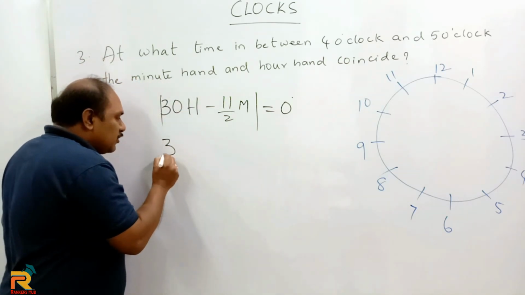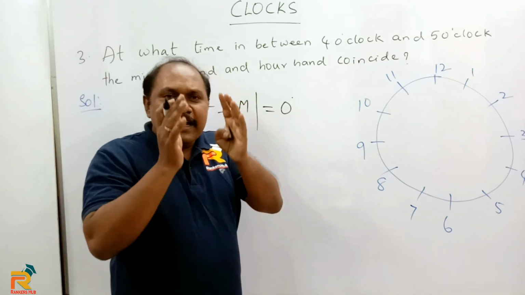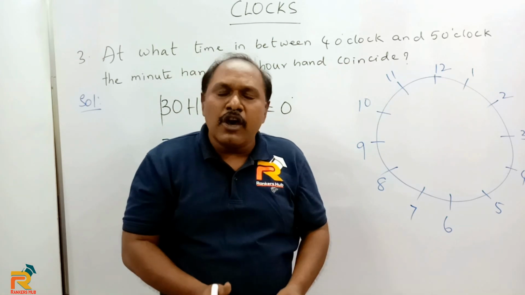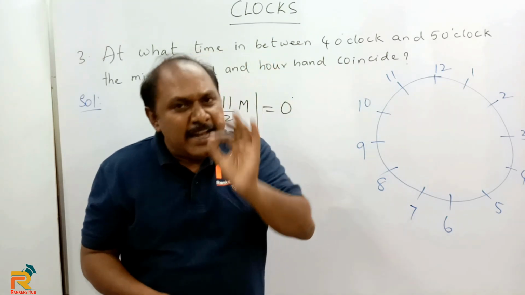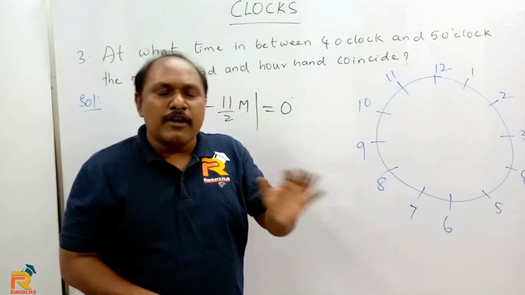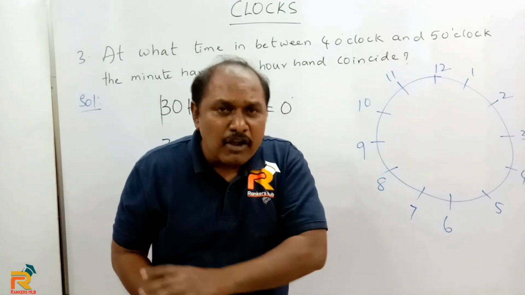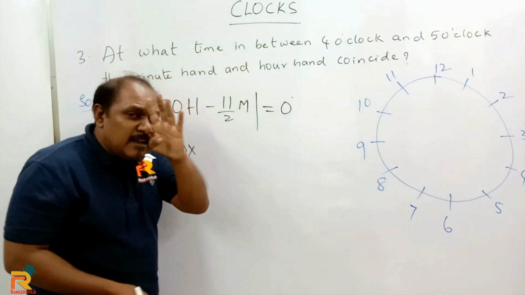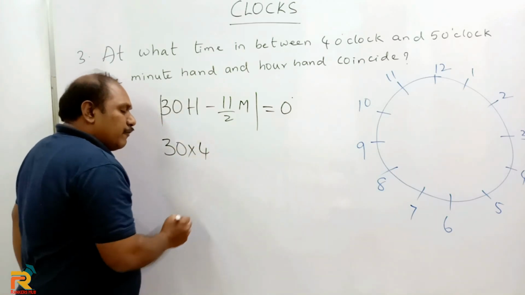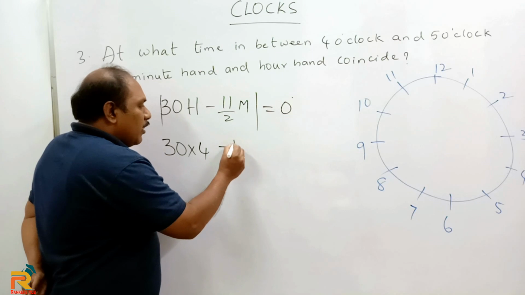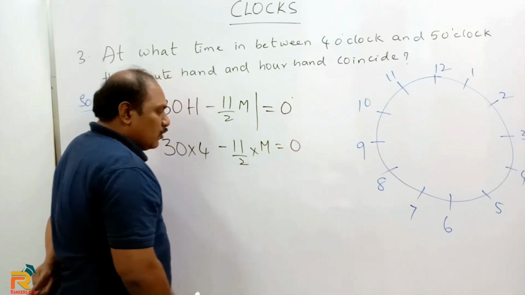Now just substitute. Now the question is in between 4 o'clock and 5 o'clock. When I say in between 4 o'clock and 5 o'clock, the hour hand will always be representing 4, because take any time in between 4 o'clock and 5 o'clock: 4:10, 4:20, 4:15, 4:16, 4:21, 4:59, the hour hand will be representing 4. So according to the question, this h value should be equal to 4. So 30 into 4 minus 11 by 2 into m should be equal to 0.